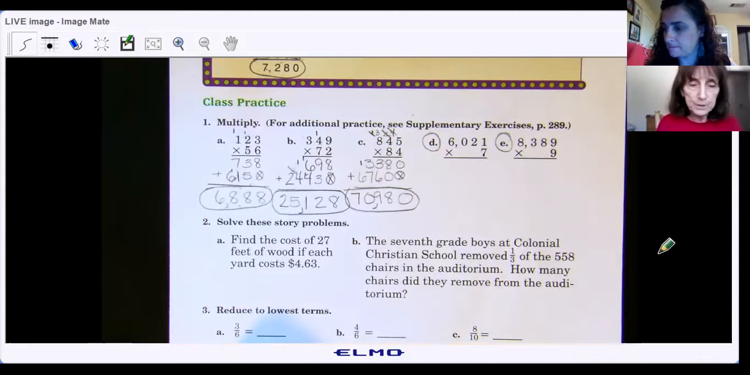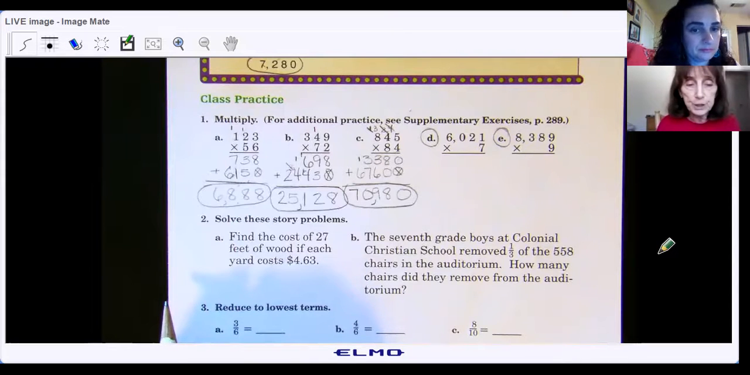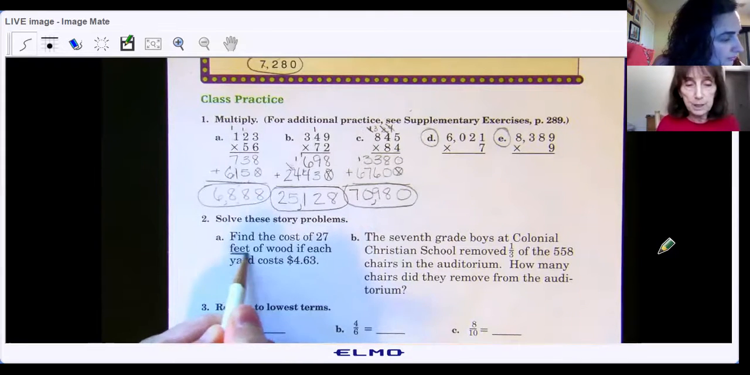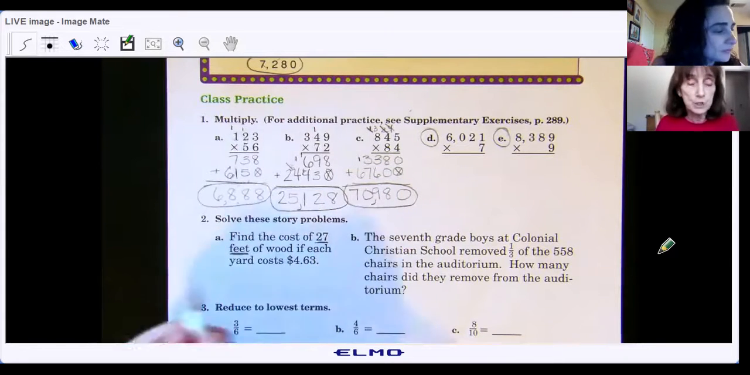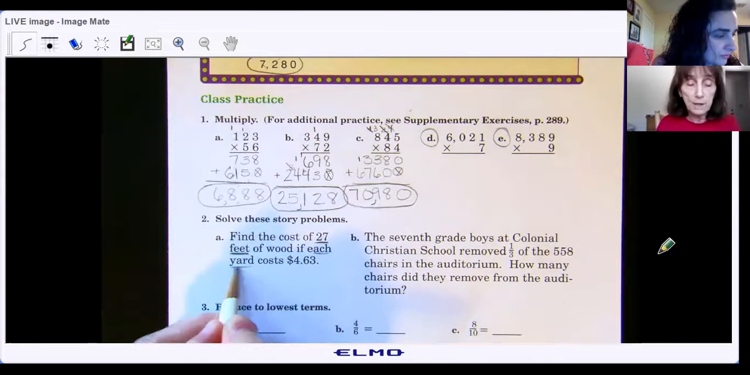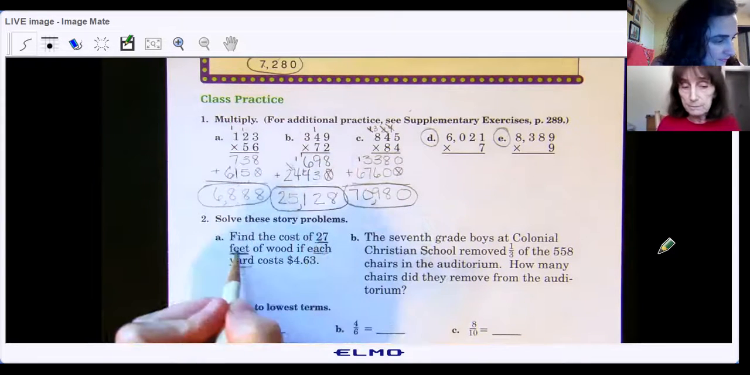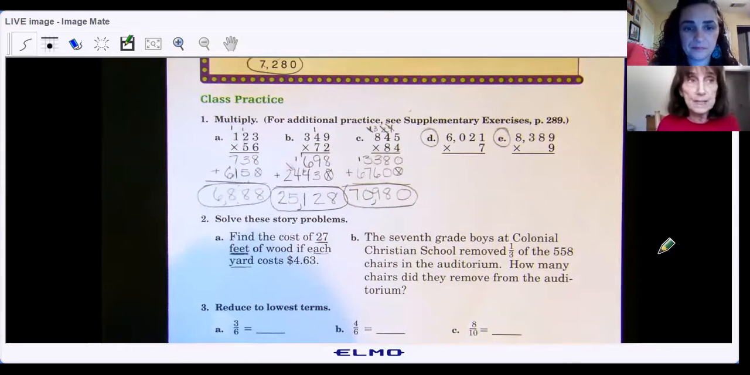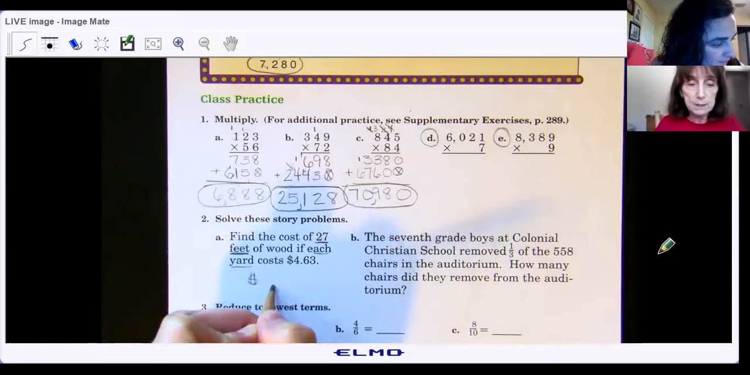Solve these story problems. Find the cost of 27 feet of wood if each yard costs $4.63. All right, they're giving you feet, you have to change it to yards. And then you have to multiply. So you're gonna do a bunch of stuff there. Your information is just 27 feet at $4.63 a yard. And then you're gonna circle your answer. Your answer is going to be in dollars and cents, guys. Don't forget, 2 places for cents, always.